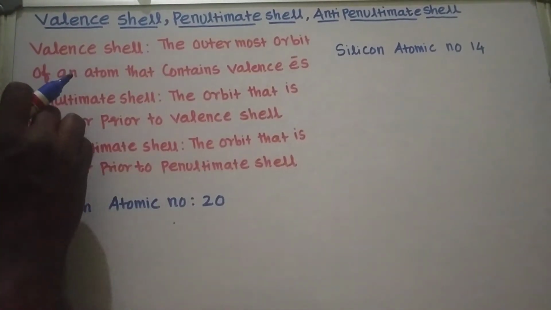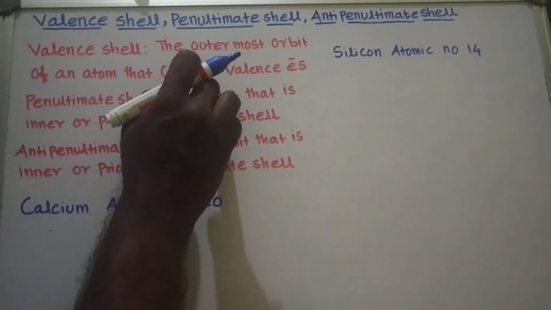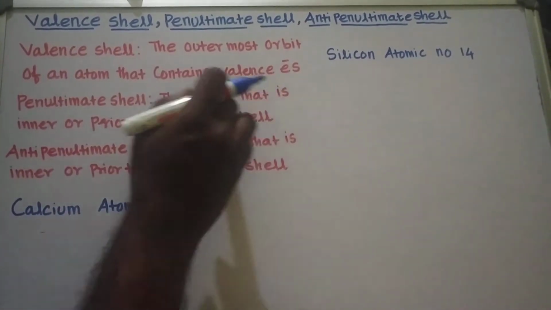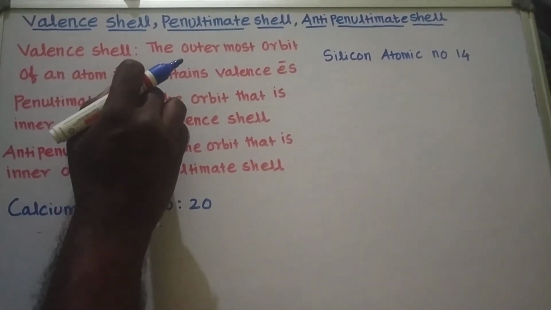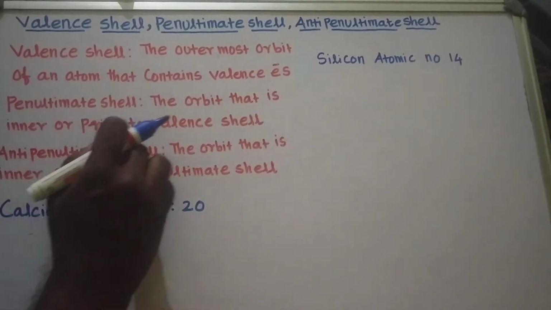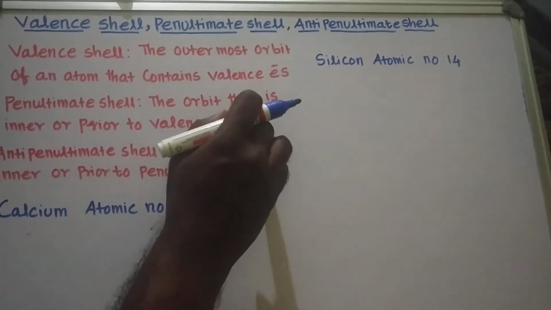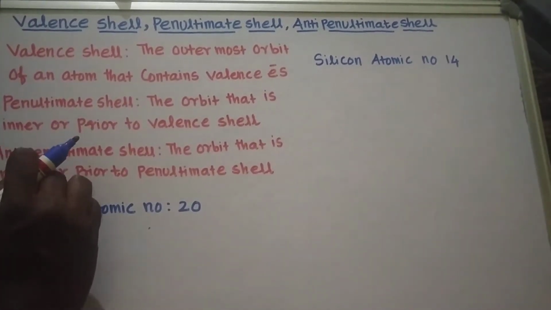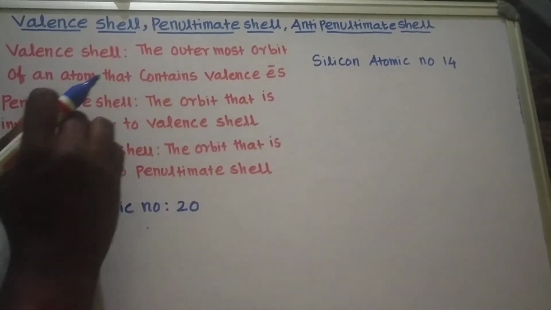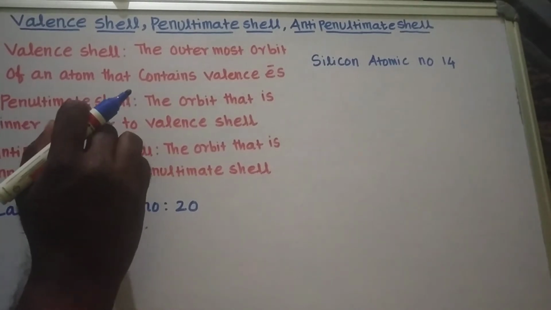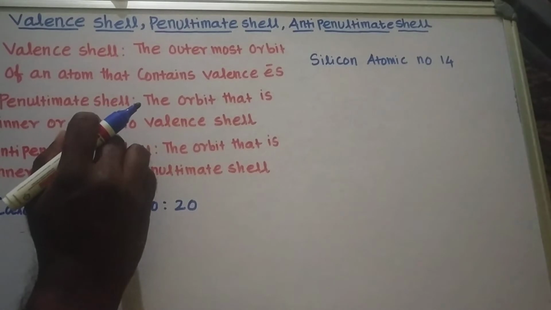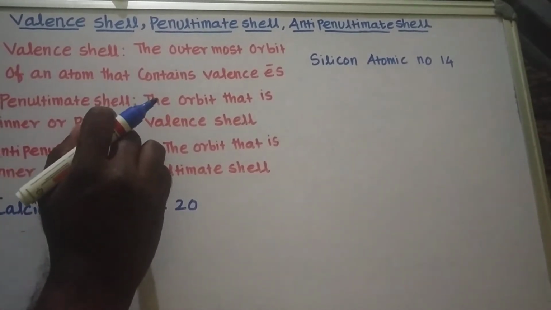Then the penultimate shell: the orbit that is inner or prior to the valence shell is called the penultimate shell. Then the third one is the antepenultimate shell: the orbit that is inner or prior to the penultimate shell is the antepenultimate shell. Now we are going to see the valence shell, penultimate shell, and antepenultimate shell with an example.